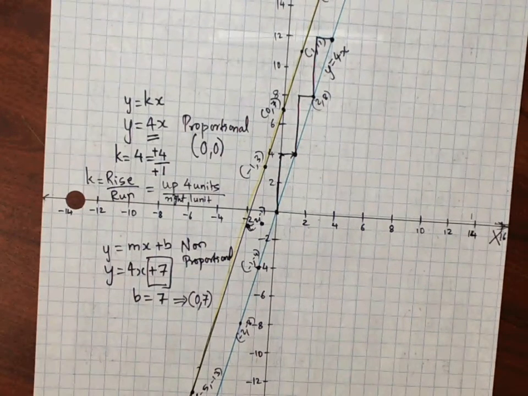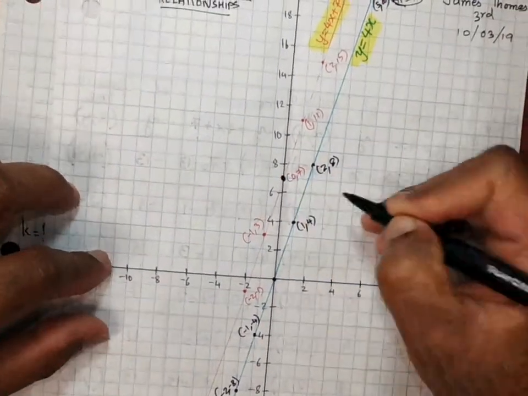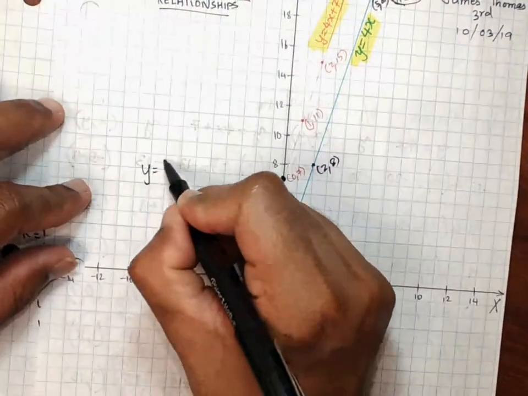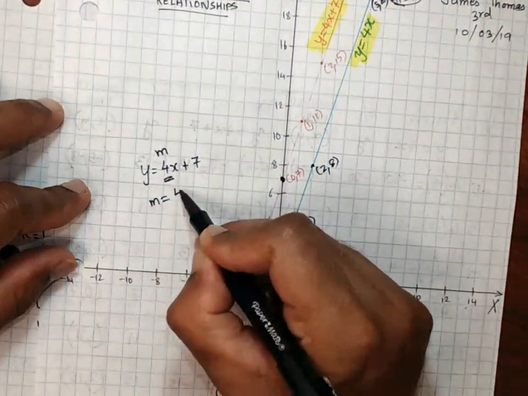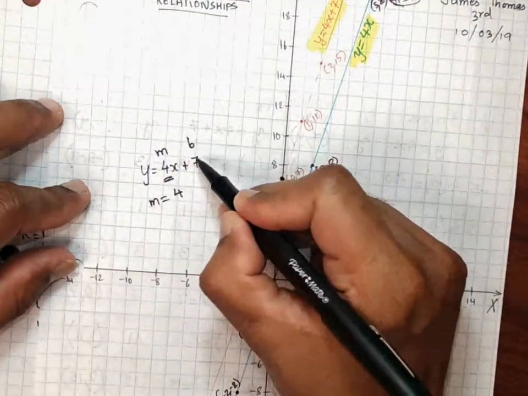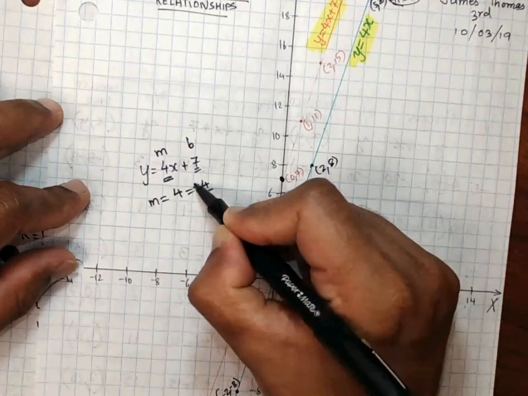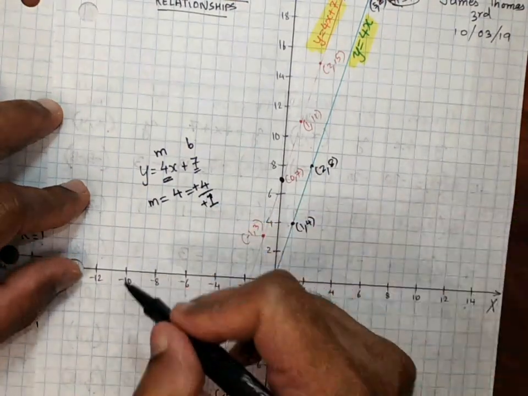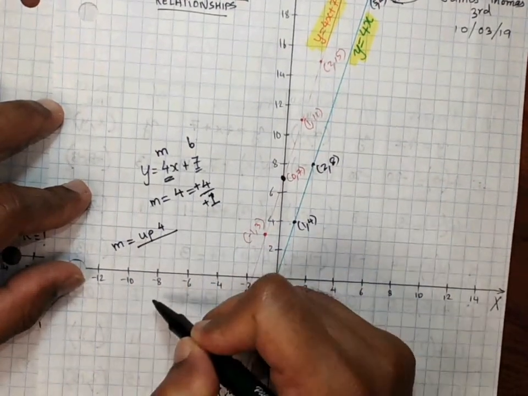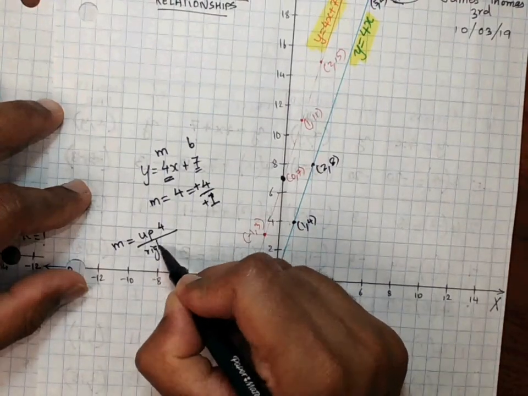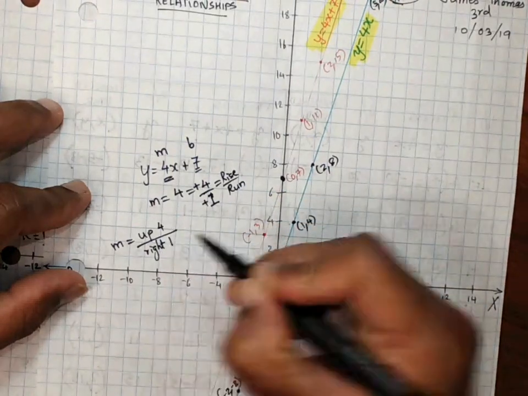I'm going to do that on a separate sheet, 0 comma 7. Here's your 0 comma 7. That's your first point for y equals 4x plus 7. Now, this one, same thing. M, slope. M is 4. B is 7. 4 means 4 over 1, which is the same as positive 4 over positive 1. What does that tell you? Your slope, you can find the next point by going up 4 over right 1, because that's your rise over run. You rise 4 and you run 1.